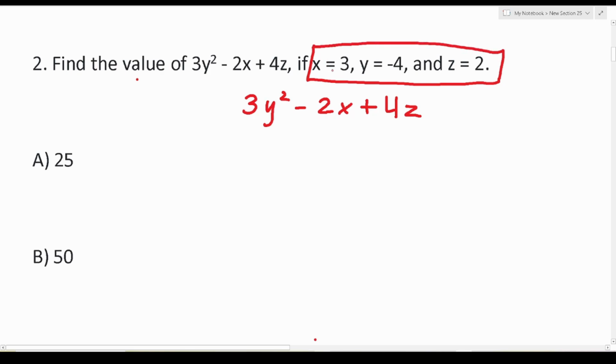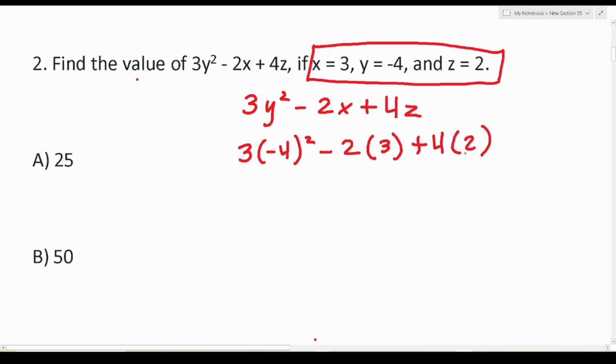As far as this problem goes, this is just a test of your ability to substitute these values into the expression accordingly. So in place of x, we'll put 3. In place of y, we're going to put negative 4. And in place of z, we're going to put 2. So let's go ahead and do that. We have 3 times negative 4 squared minus 2 times 3 plus 4 times 2.